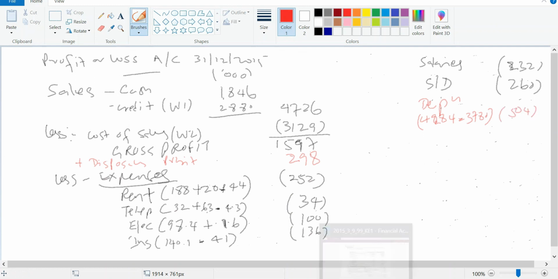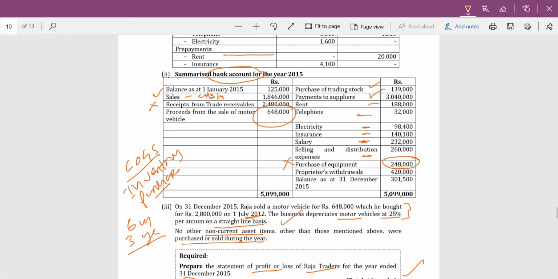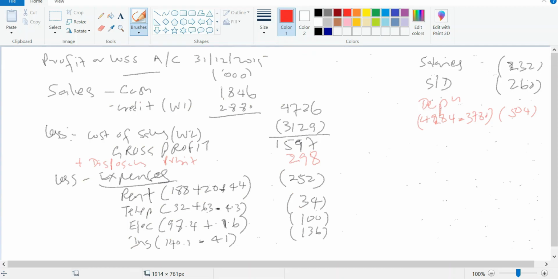Then what about this particular purchase? Do you consider this as a non-current asset? You can't consider this because of this note: no other non-current asset items other than those mentioned above were purchased or sold. Apart from this 2.8 million, no other non-current assets were either purchased or sold. So this cannot be treated as a purchase of non-current assets. Therefore you need to write off. Write off means you can add under depreciation 248.